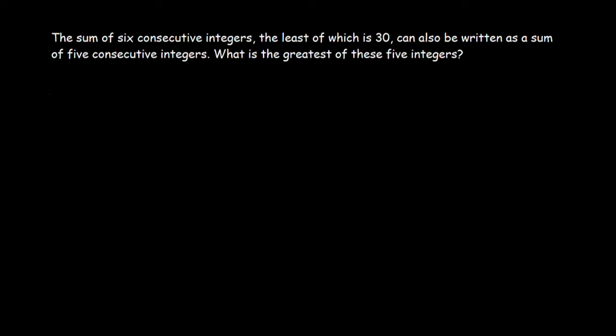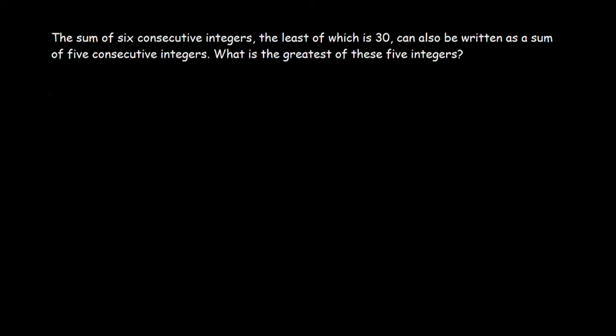So let's look at an example problem from the 2019 MATHCOUNTS Sprint Round. The sum of 6 consecutive integers, the least of which is 30, can also be written as the sum of 5 consecutive integers. What is the greatest of these 5 integers?